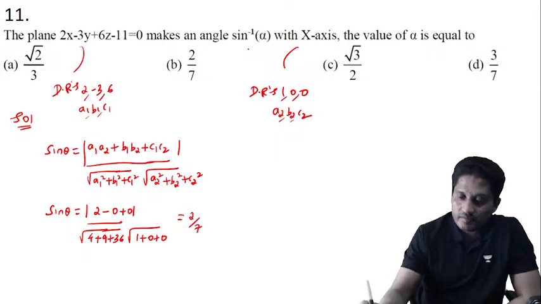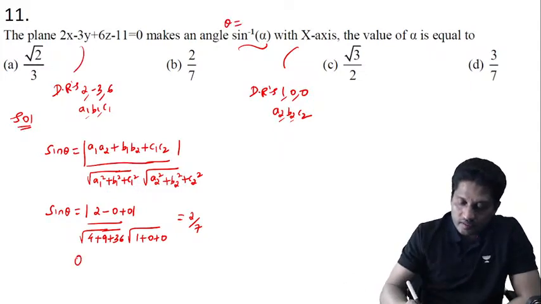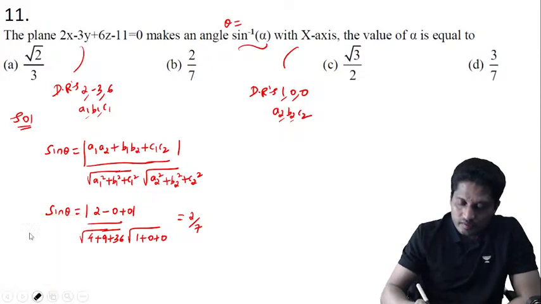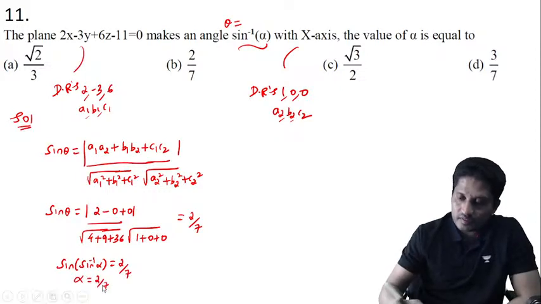Angle is already given, right? So this is, let's say this is theta. So theta equal to, if I substitute now, sine of theta is already given. Sine inverse of alpha is equal to 2 by 7. Sine inverse of sine alpha is alpha, which is equal to 2 by 7. Right, answer is option B.